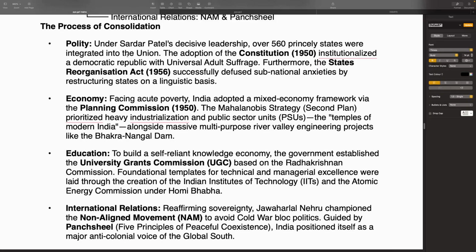Economy. Facing acute poverty, India adopted a mixed economy framework via the Planning Commission. The Mahalanobis strategy, the second plan, prioritized heavy industrialization and public sector units, the temples of modern India, alongside massive multi-purpose river valley engineering projects like the Bhakra Nangal Dam. Education. To build a self-reliant knowledge economy, the government established the University Grants Commission based on the Radhakrishnan Commission. Foundational templates for technical and managerial excellence were laid through the creation of the Indian Institute of Technology and the Atomic Energy Commission under Homi Bhabha.